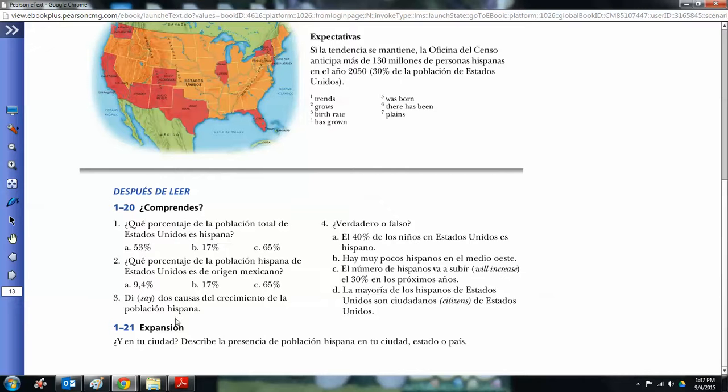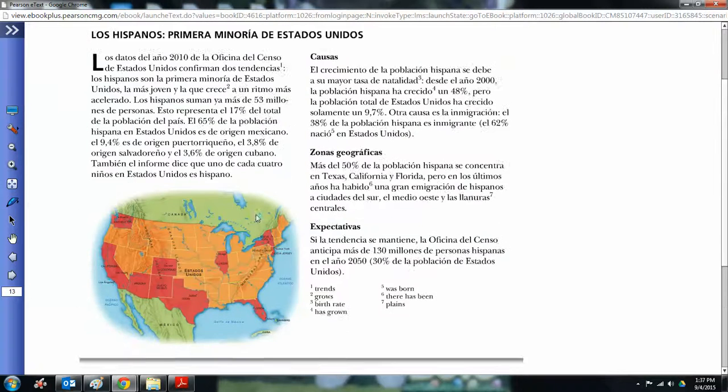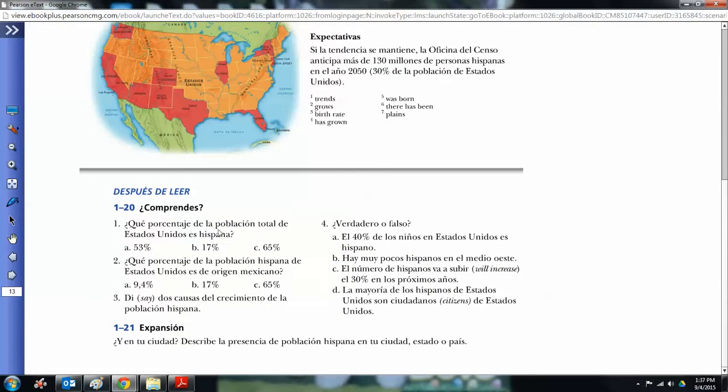Okay, so then your job is to complete this. You're going to read up here, and then you're going to answer these questions. ¿Qué porcentaje de la población total de Estados Unidos es hispana, etc.? So you're going to read that. And then down here you're going to say, en tu ciudad, describe la presencia de población hispana en tu ciudad, estado o país. So you're going to talk about the Hispanic population where you live.